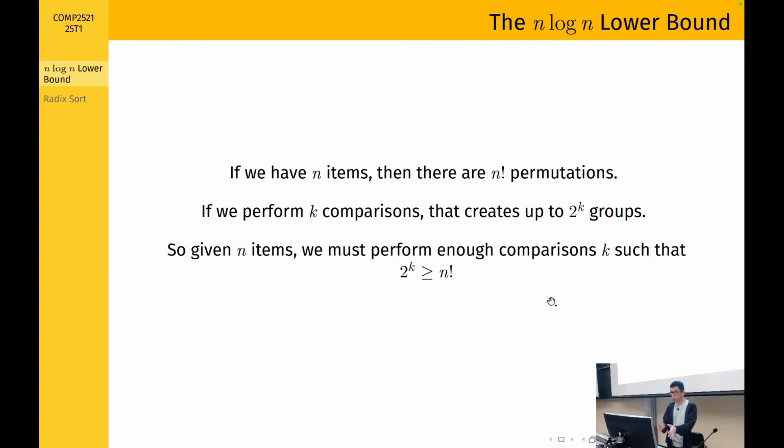Okay, so in general, if we have n items, then we have n factorial permutations. If we perform k comparisons, that creates 2 to the power of k groups. And that means in terms of the number of comparisons we have to do, we have to perform k comparisons so that 2 to the k is greater than or equal to n factorial.